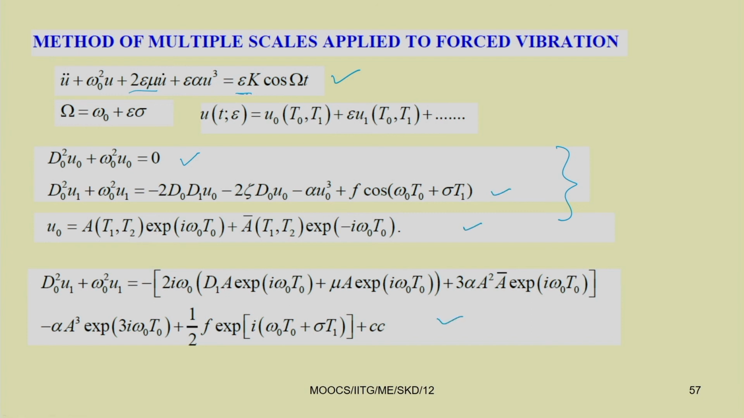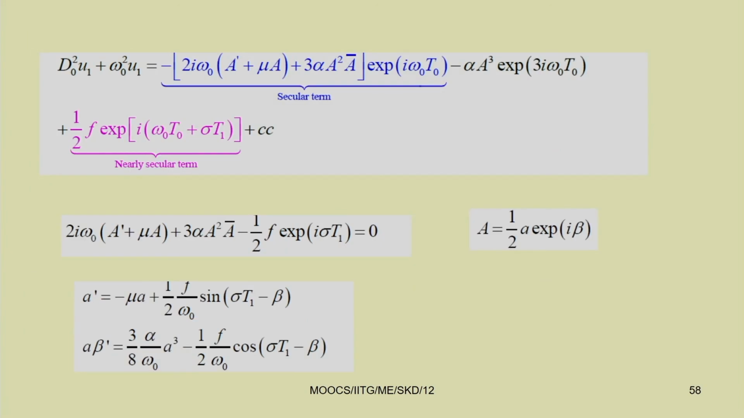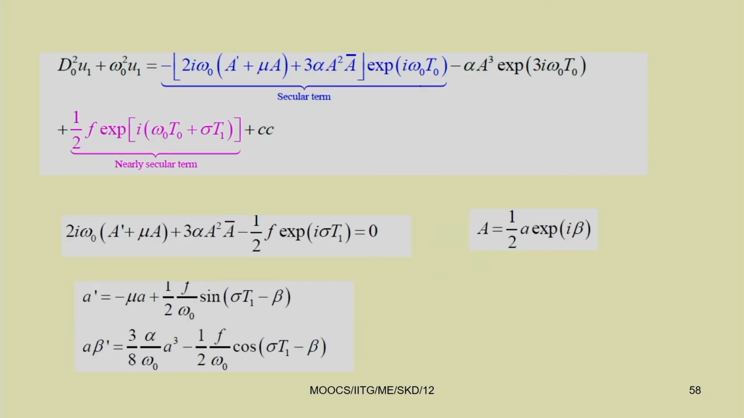Now, we kill the secular terms. Secular terms are the terms with the coefficient of e to the power i omega 0 T 0. Similarly, we have some nearly secular terms, for example due to this forcing term, when epsilon sigma, that is the detuning parameter, tends to 0. So we have a near secular term. By eliminating the secular and near secular terms, we can get some equations. These equations are known as the reduced equations.